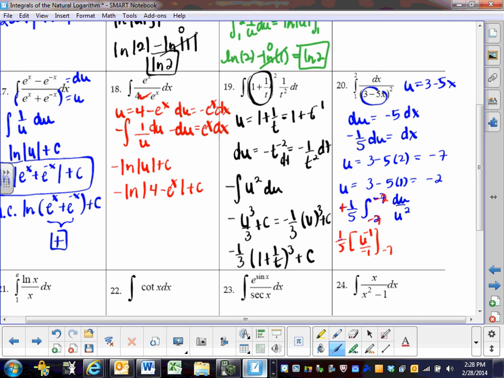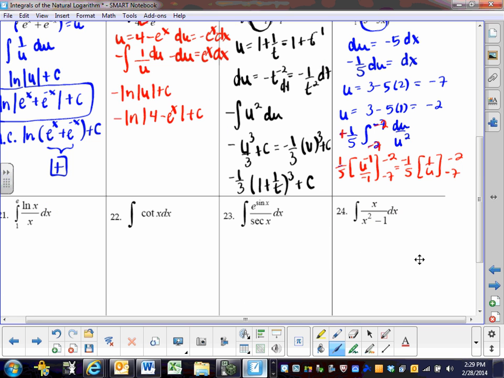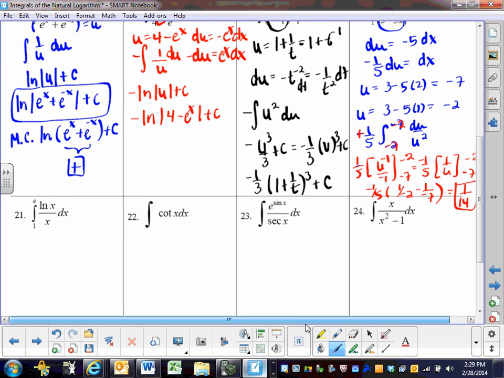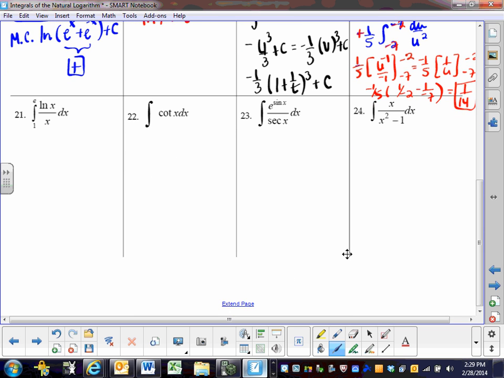And again, just because there's a fraction does not mean you have natural log. I have an inside part, so u equals 3 minus 5x. Du then is negative 5 dx. So negative 1/5 du equals dx. Now the limits. U equals 3 minus 5 times x. If I substitute in the x, 2, I'm going to get 3 minus 10, so negative 7. And for the lower limit, u equals 3 minus 5 times x, so then I would have negative 2.